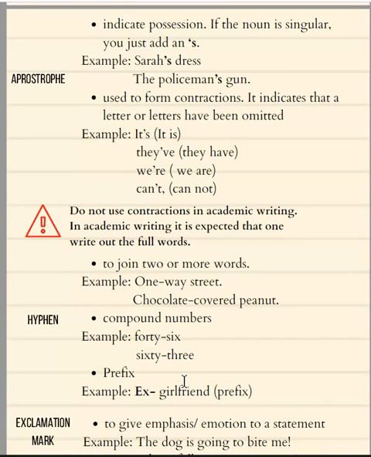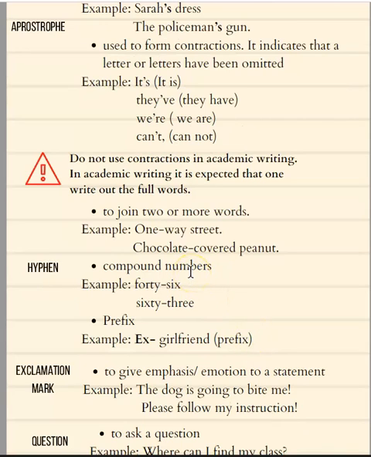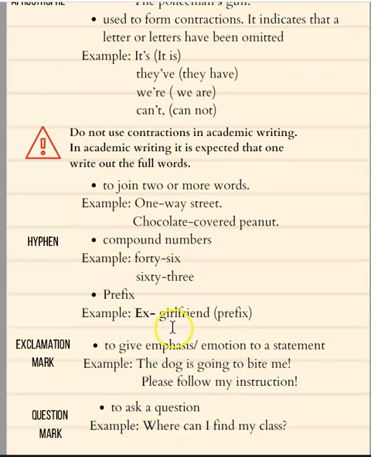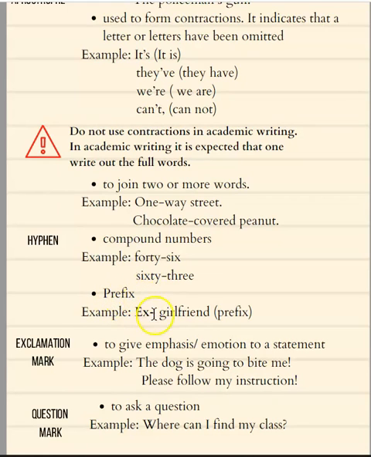Now next is the hyphen. What is a hyphen? A hyphen is used to join two or more words together. For example, you want to join these words: chocolate-covered peanut. You can put a hyphen to combine them. You can also use it to indicate numbers, like 46 and 63, where you put a hyphen in the middle. Also prefixes, which we will learn later. For example, you want to say ex-girlfriend, you can put a hyphen in the middle to indicate the prefix. So this is how you use the hyphen.